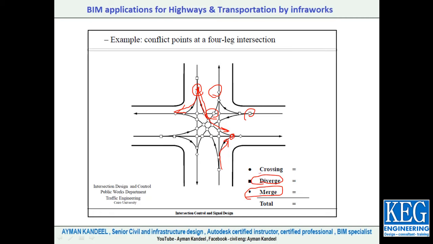So what is the meaning of crossing? Crossing means I'm going in this direction, but you are going in this direction, so we will meet at this location. This location is crossing. So these are the main conflict points for a four-leg intersection.